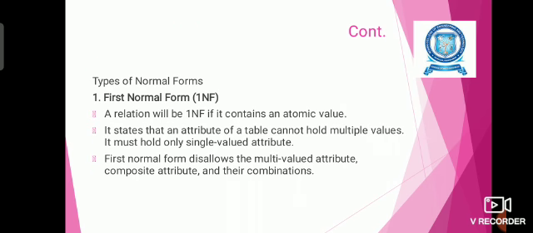Types of normal forms. The first one is first normal form, shortly called 1NF. A relation will be in 1NF if it contains an atomic value for the attributes. It states that an attribute of a table should have atomic value. It should not have multiple values. It must only have single valued attributes. So, first normal form disallows multi-valued attributes, composite attributes and their combinations. For a relation to satisfy the first normal form, it should have a single value for all the columns.